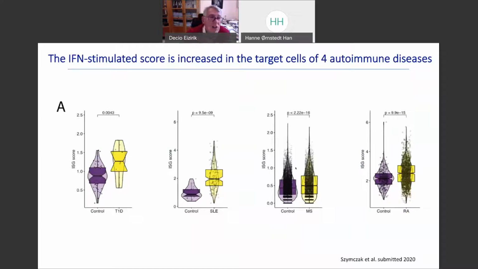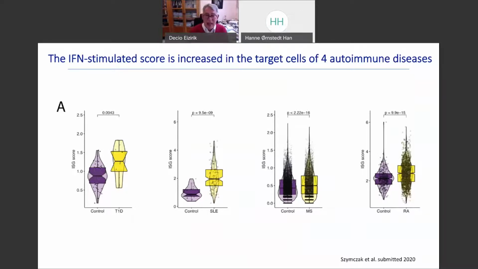But to exclude that what we were seeing was due to the immune cell contamination, we redid the analysis after downloading data sets where people studied single cell RNA. And again, in type 1, we got a few beta cells, and in all these autoimmune diseases, we could find a clear and significant interferon-stimulated score. So this upregulation of interferon in the target tissues is real and cannot be explained by the immune contamination.